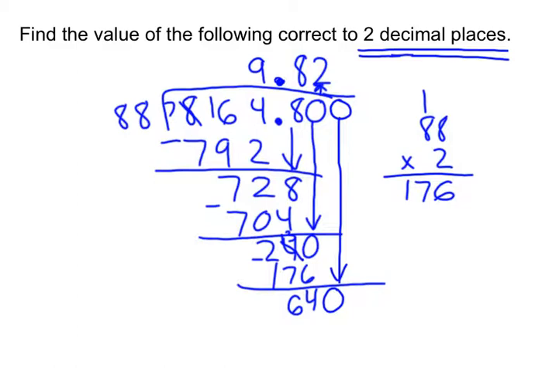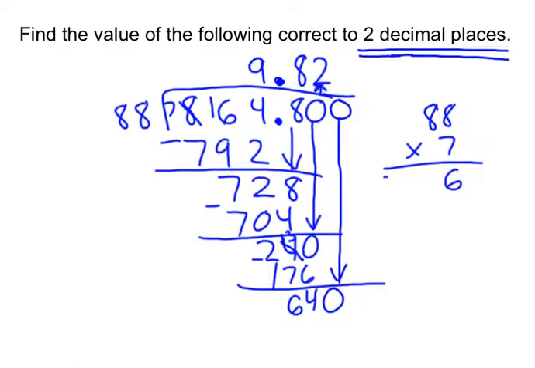So now I need to know how many times 88 goes into 640? I know that 8 was 704, so let's try 7. So 88 times 7, 616. Yes, that does work. So I'm going to put a 7 above my 0 here. And I can stop there because I don't need to add another 0 and solve for another place value, because I can now estimate to the 2 decimal place.